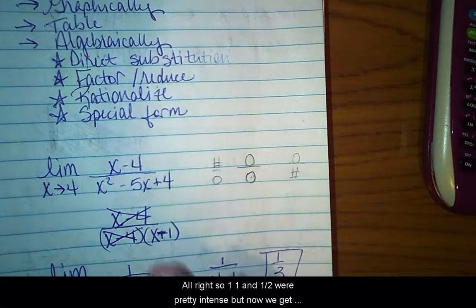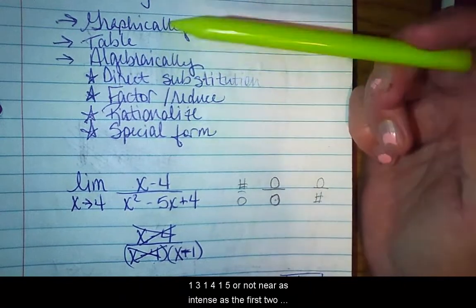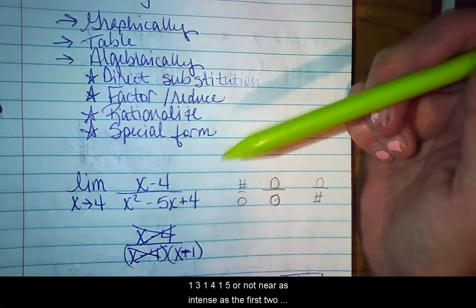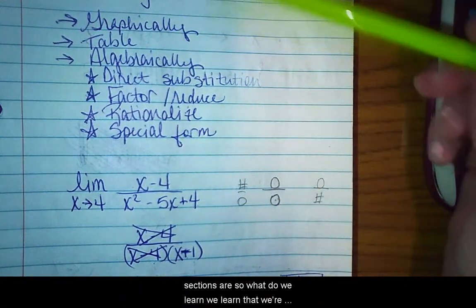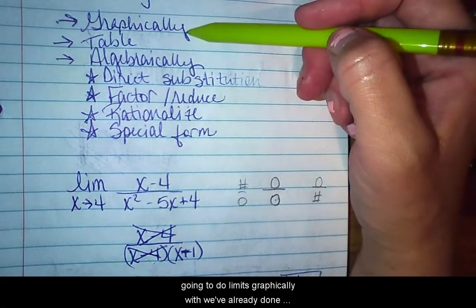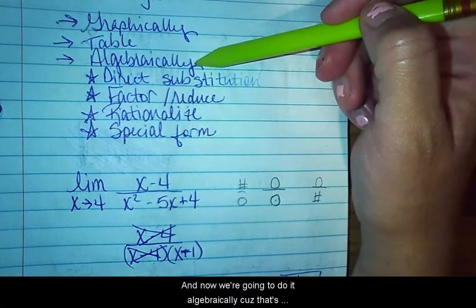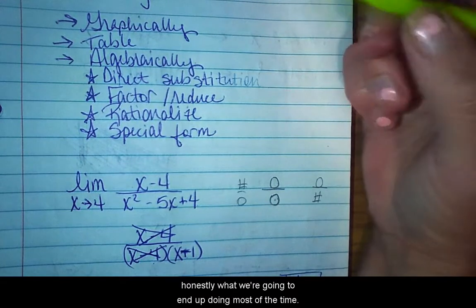All right, so 1.1 and 1.2 were pretty intense, but now we get to have some fun. 1.3, 1.4, 1.5 are not nearly as intense as the first two sections. So what have we learned? We've learned that we're going to do limits graphically, which we've already done. We've done it with a table. And now we're going to do it algebraically, because that's honestly what we're going to end up doing most of the time.